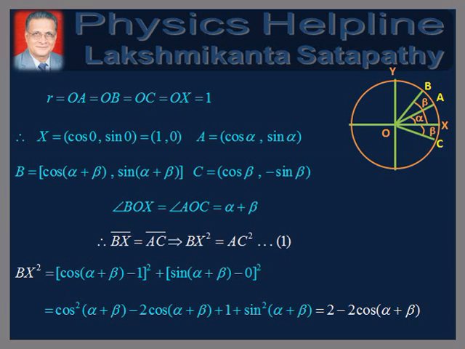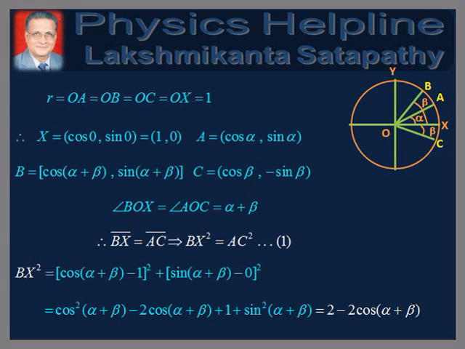Consider a circle of unit radius having center at O. Consider points A, B, C and X on it such that OA = OB = OC = OX = 1. Angle AOX is equal to alpha. Angle BOA is equal to beta. And angle XOC is equal to minus beta. Therefore, we have angle BOX is equal to angle AOC is equal to alpha plus beta.